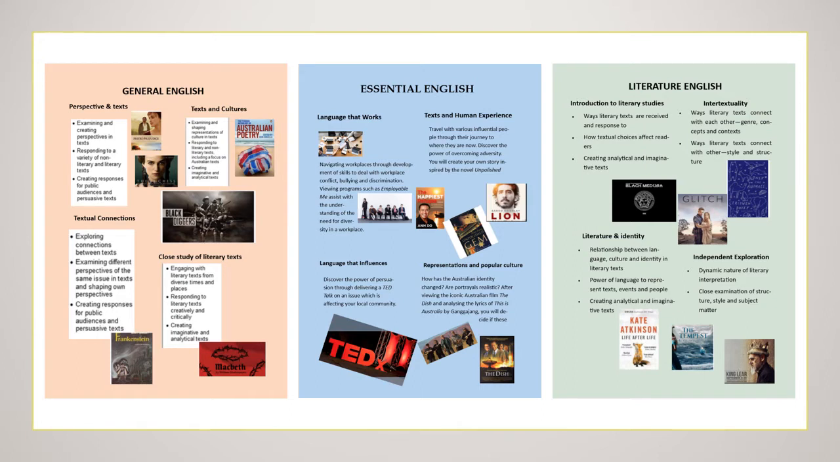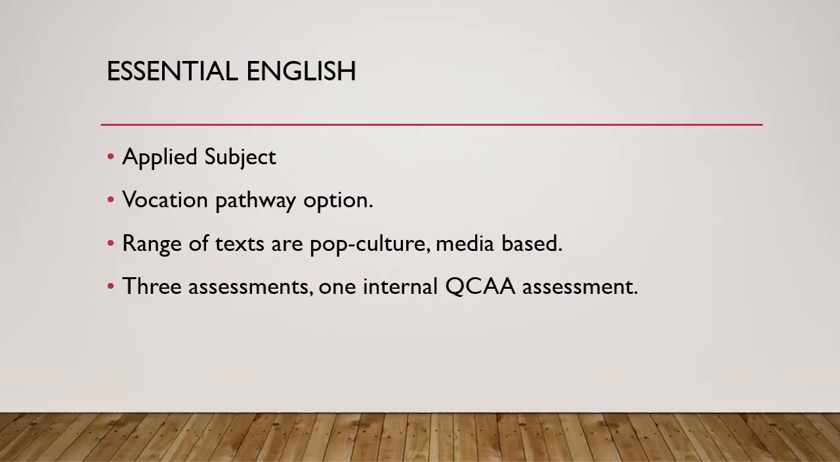The text that you will read will be literature texts and come from a prescribed list. In Essential English, you will be writing in persuasive and analytical genre and some creative writing. The text that you read will be media and popular texts. Students who are following a vocational pathway may be considering a different tertiary education pathway via TAFE courses, or prefer to study a broad range of popular culture texts should consider this course.